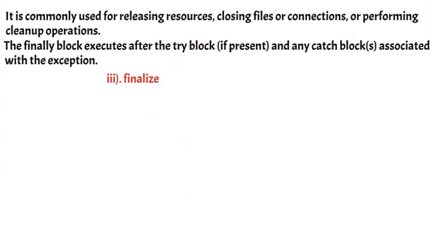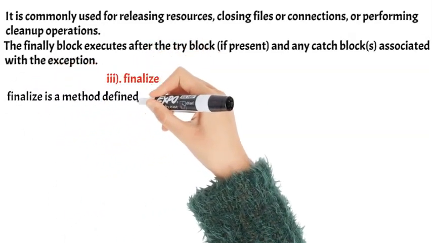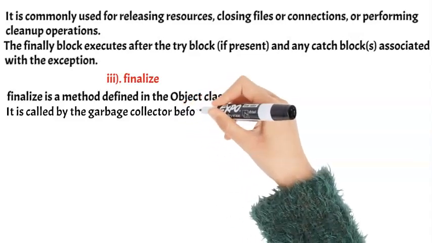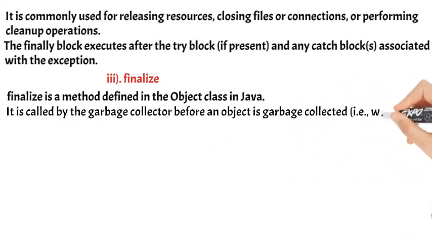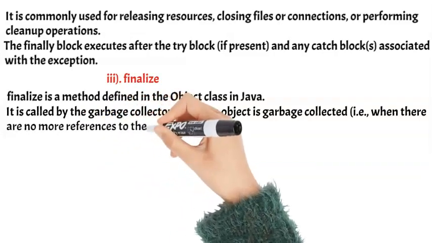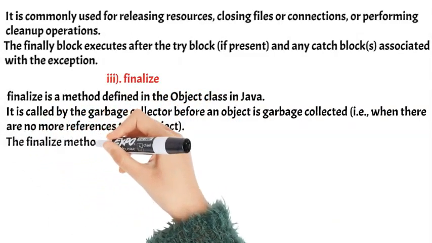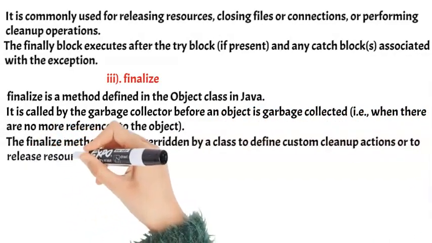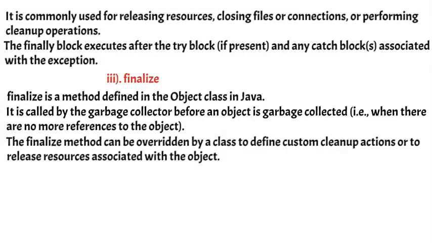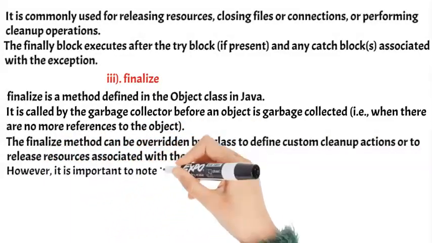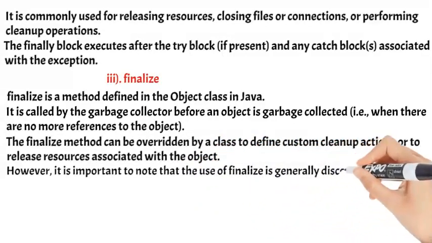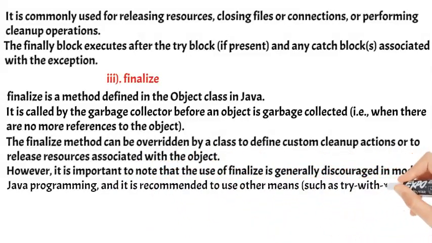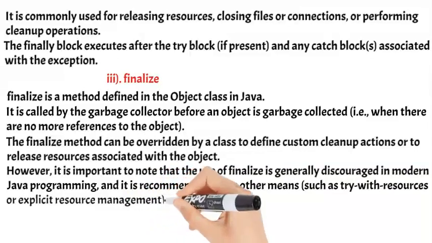3. Finalize. Finalize is a method defined in the Object class in Java. It is called by the garbage collector before an object is garbage collected, i.e., when there are no more references to the object. The finalize method can be overridden by a class to define custom cleanup actions or to release resources associated with the object. However, it is important to note that the use of finalize is generally discouraged in modern Java programming, and it is recommended to use other means such as try-with-resources or explicit resource management for resource cleanup.